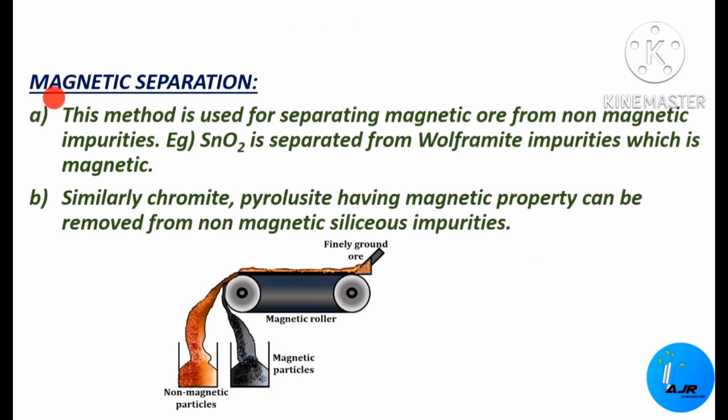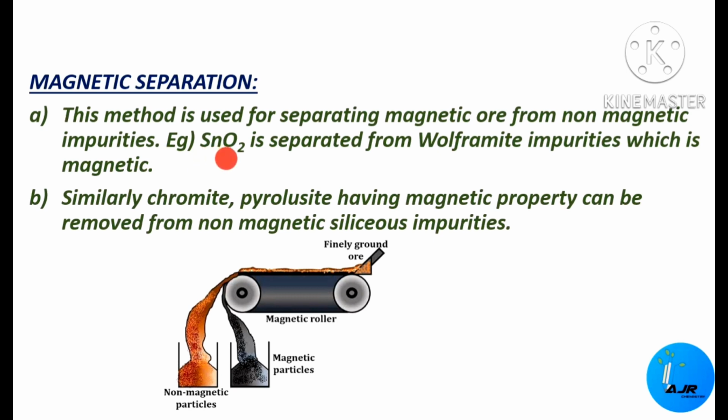So the next important method is magnetic separation. What is magnetic separation? Actually, this method is used for separating the magnetic ore from non-magnetic impurities. The previous method was used to separate the heavier ore particles from the lighter impurities, whereas this method is used for separating the magnetic ore from non-magnetic impurities.